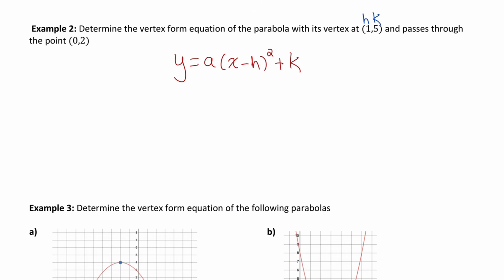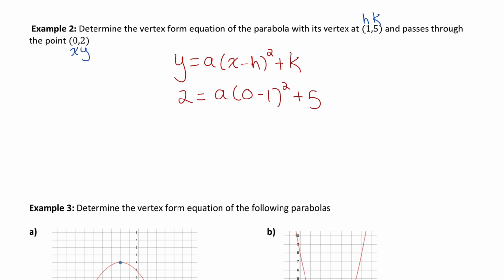And how we're going to do that is by taking this point that we know we want it to go through, that point 0, 2, and subbing that in for x and y into our vertex form equation, and then solving for a. So let me sub in these 4 parameters for x, y, h, and k into this equation, and then our only unknown is going to be a.